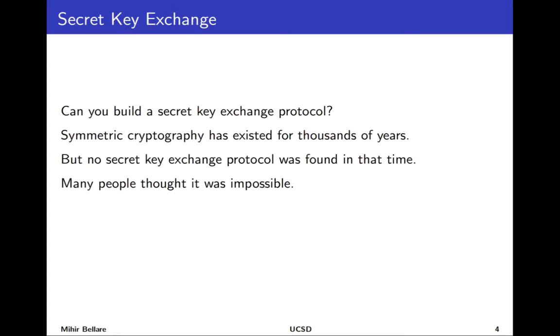So in the mid-70s, Diffie and Hellman proposed a candidate protocol for secret key exchange, and that was the birth of asymmetric or public key crypto, which since then has been wildly influential, and it's something you now use every day. So TLS takes advantage of this setting.